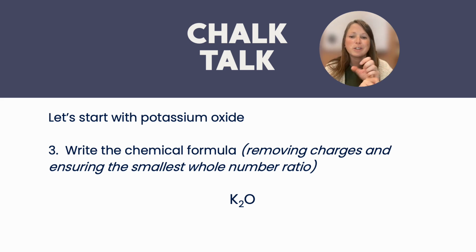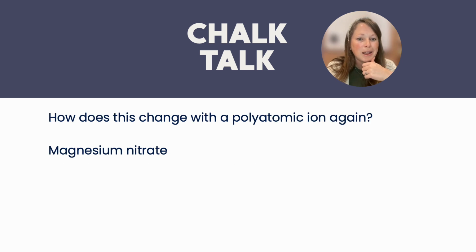All right, so we found the charge of each portion of the formula. We crisscross those, removing our negative and positive. If we needed to, we could simplify this down. So let's say I ended up with K4O2. You always want to simplify down to the smallest whole number ratio. In this case, we didn't have to for this one. All right, moving on. So how does that change with a polyatomic ion?